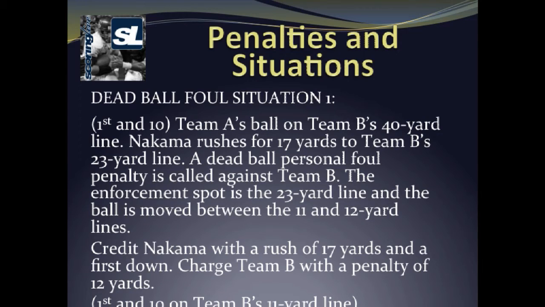Okay, so the result is Nakama gets 17 yards and a first down. Charge Team B with a penalty of 12 yards, right? From the 23 to the 11. And you're going to give a first down by penalty as well, even though they have another opportunity to get a first down. So, 17-yard rush, penalty of 12 yards. First and 10 on Team B's 11-yard line.